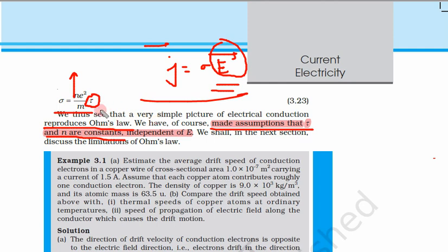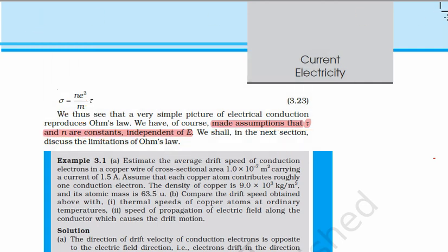So, but for the time being, let us consider this n is definitely a constant. This E is also a constant. Mass of electron is also a constant. For the time being, let this tau be constant. But this tau can vary, or this tau can change with the electric field.